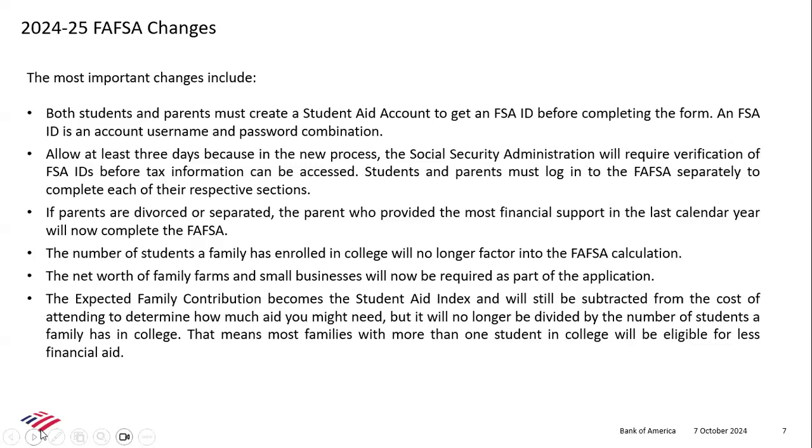Allow at least 3 days, because in that new process, like I mentioned earlier, the Social Security Administration will require some verification on those FSA IDs before they can provide tax information. It's going to allow them to access 1040s. So, the information you're submitting, they're going to have access to it on the back end. The SSA will be able to provide that for your parents, etc. So keep that in mind. It makes it pretty streamlined, but they're going to have all the facts and details from prior years.